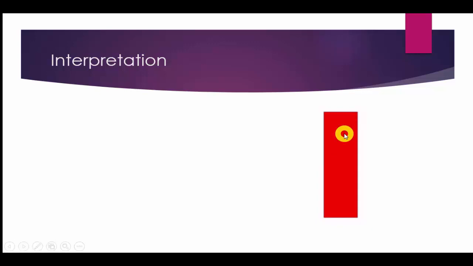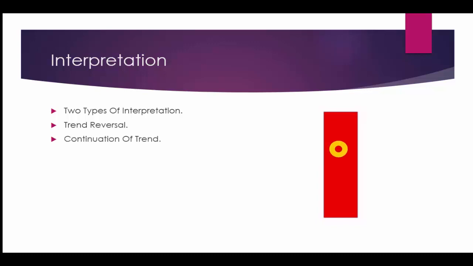Its interpretation is simple; it has two types of interpretation. First of all, it can act as a trend reversal. For example, if we already have a bullish market and we find this type of candlestick pattern, it will act as a trend reversal. But if we already have a sell trend and we find this type of candlestick pattern, then it means the trend will continue, so it acts as trend continuation. First, trend reversal; second, trend continuation. And we will trade with almost a 1:1 ratio and with a proper stop loss.